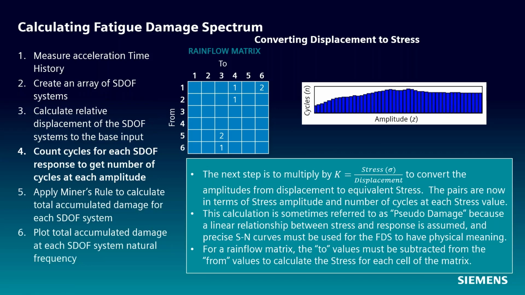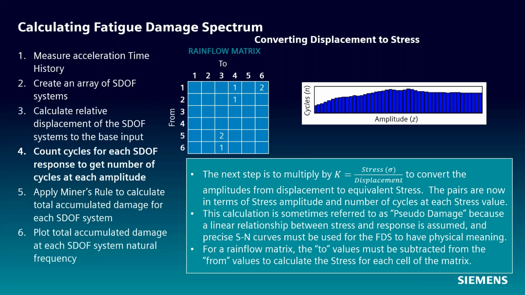So now after we have this data, we'll convert from relative displacement to stress by this K constant, uppercase K, and that converts our amplitude cycles to amplitude in stress. So we still have cycles and amplitude, but we go from displacement to stress. It's important to note that this calculation is often referred to as pseudo damage because we have a linear relationship that is assumed between stress and the response.